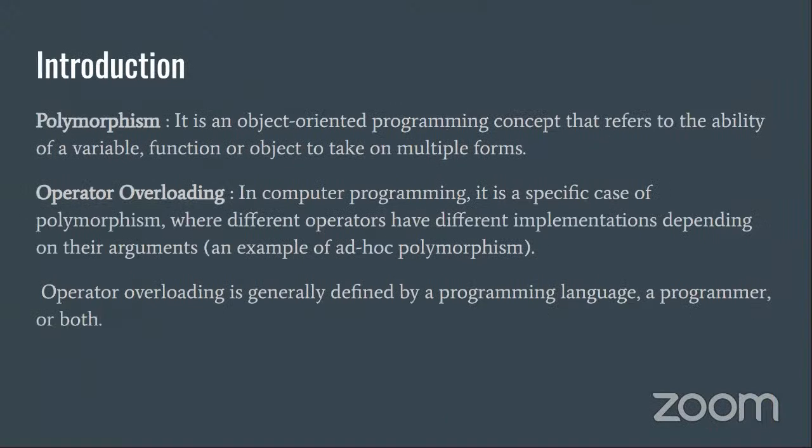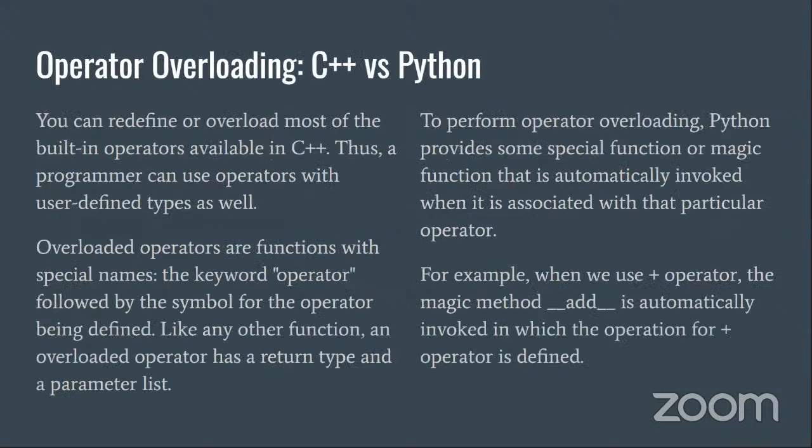We'll start with polymorphism. It is an object-oriented programming concept that refers to the ability of a variable, function, or object to take on multiple forms. Operator overloading is a specific case of polymorphism where different operators have different implementations depending on their arguments. This is an example of ad hoc polymorphism. Operator overloading is generally defined by a programming language, a programmer, or both. Moving on to the next slide.